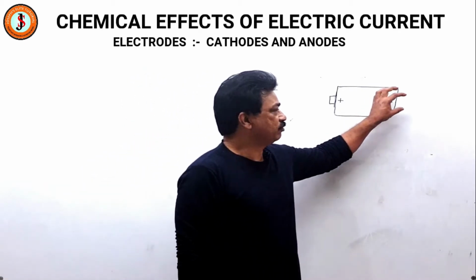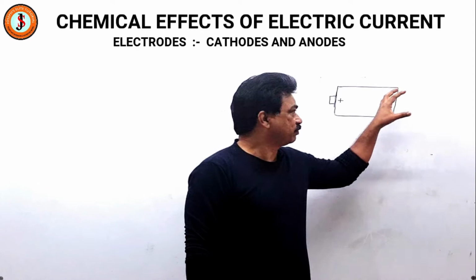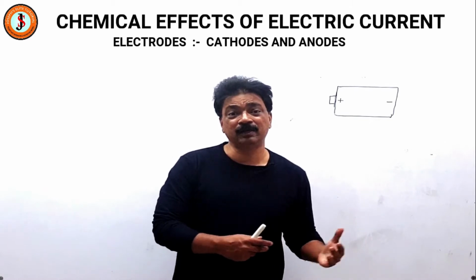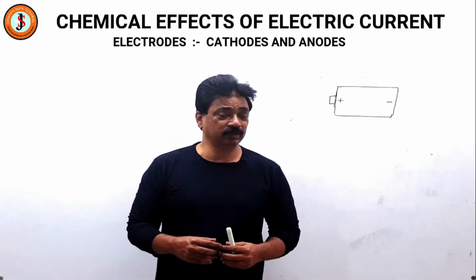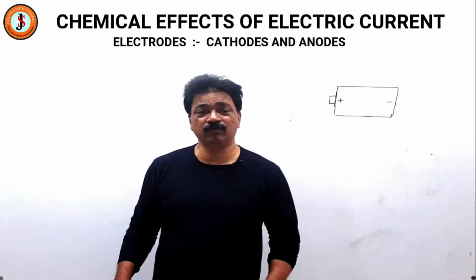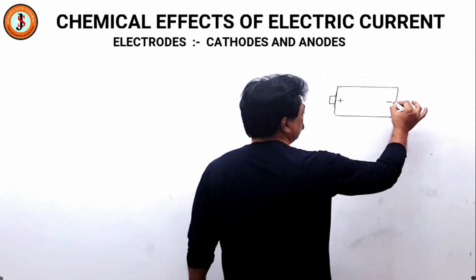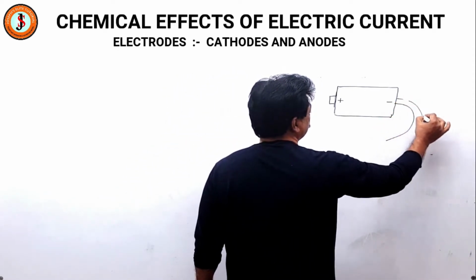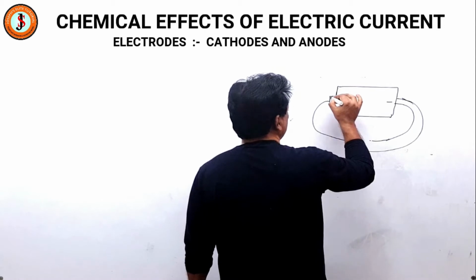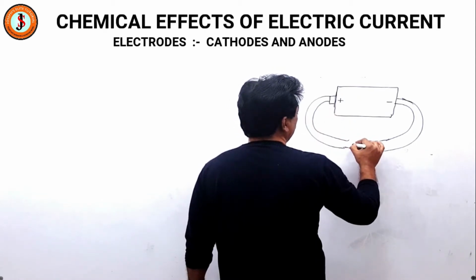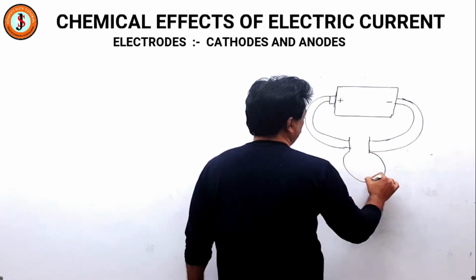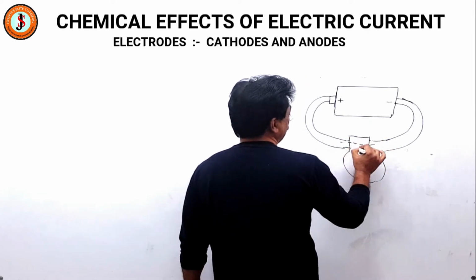Therefore, the negative terminal of a cell or a battery supplies electrons and the positive terminal of a battery accepts electrons. The same thing happens in any electrical source. The positive terminal will accept electrons and the negative terminal will release electrons. And therefore, when these terminals are connected through a conductor, then electrons flow out, and then electricity is conducted.